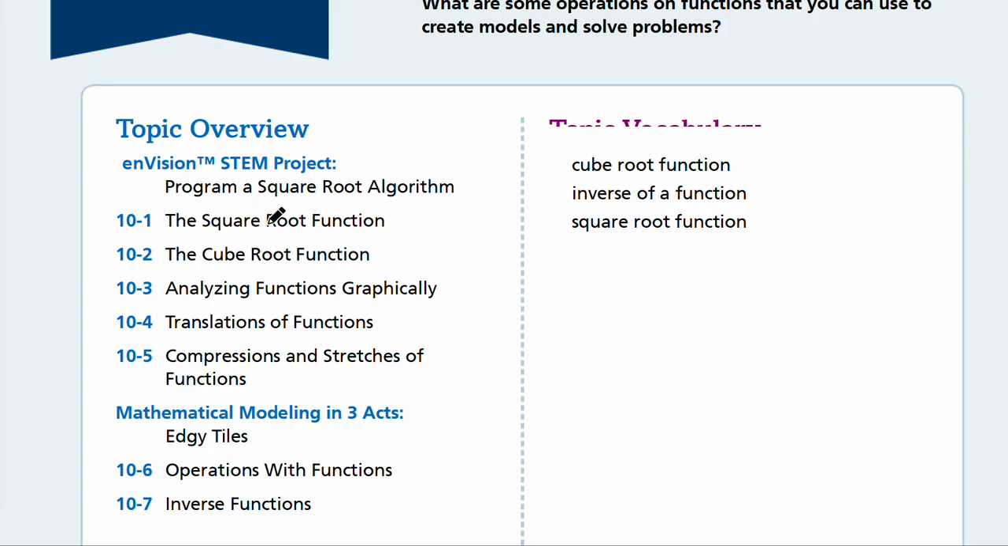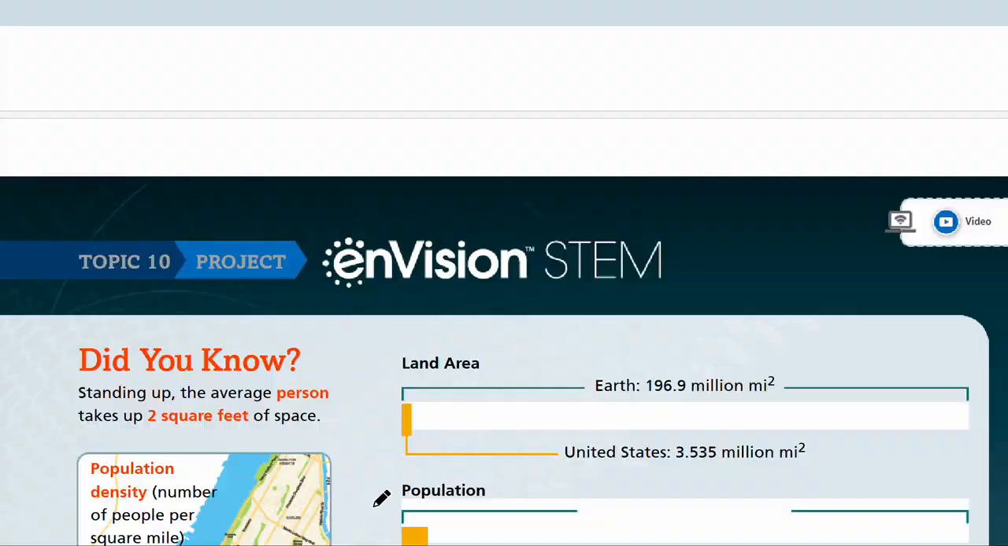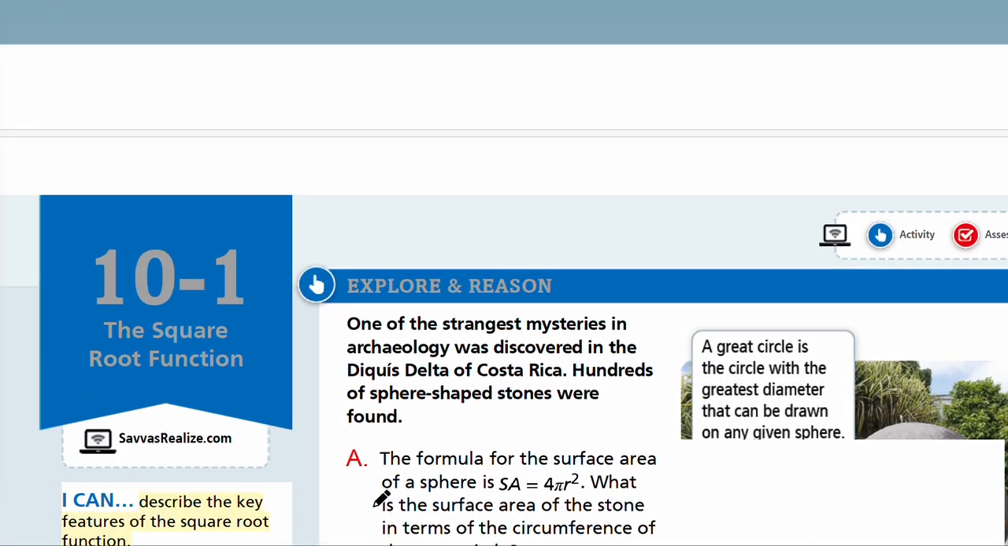So starting with the square root and cube root function, we'll analyze functions graphically. We have done this a lot of times, but now that we have new functions, we can analyze functions graphically with the new functions. And then there are transformations of functions: translation, compression, stretches. And then the last two lessons will be operations with functions, with the function notation and the inverse functions. So let's start with lesson 10-1.